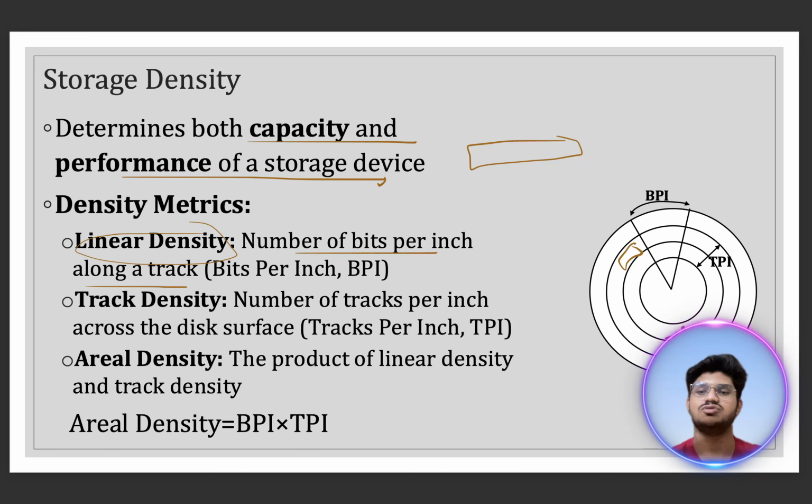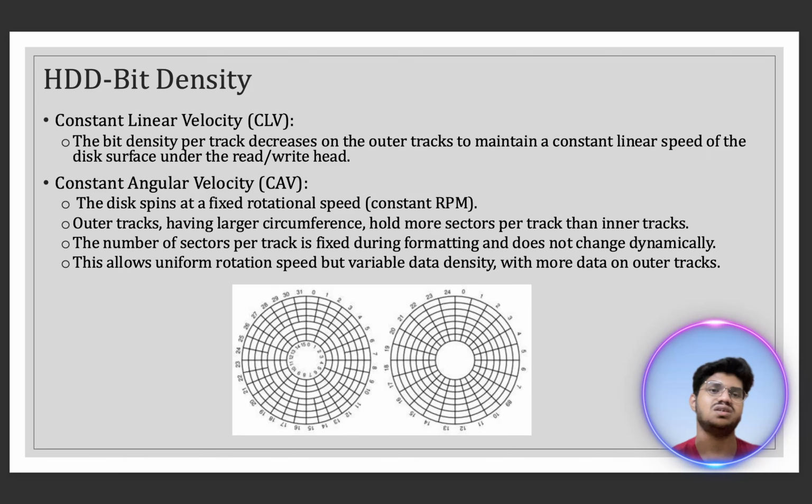So this is your linear density, and this is your areal density. I'm sorry, this is the track density and this is the linear density. The product of these two, that is bits per inch and tracks per inch. If you multiply these two, this area is your areal density. I hope you get it. This is about the storage density.